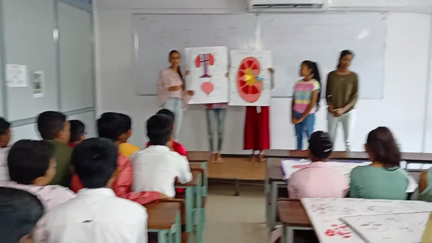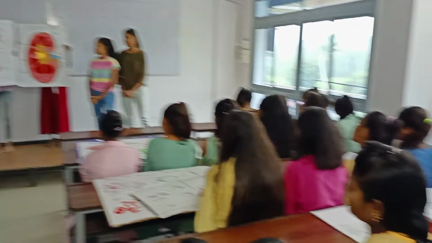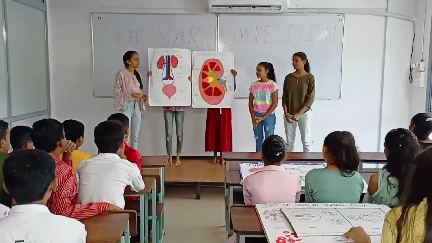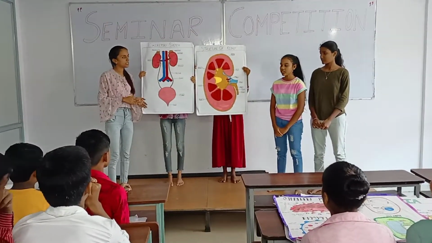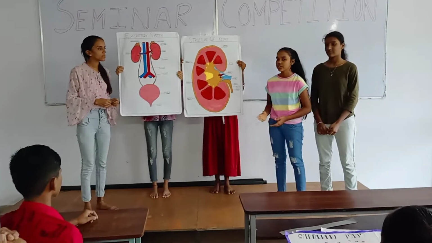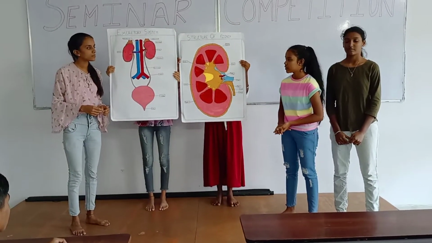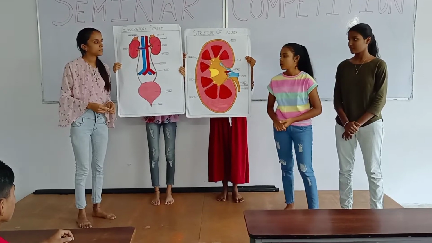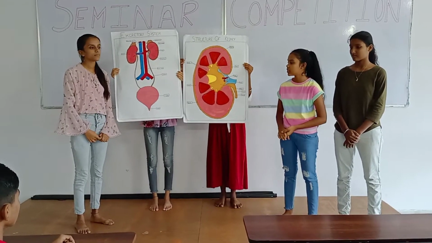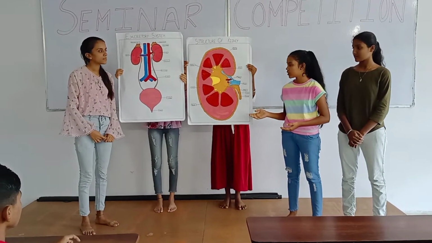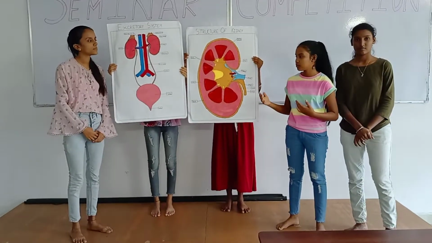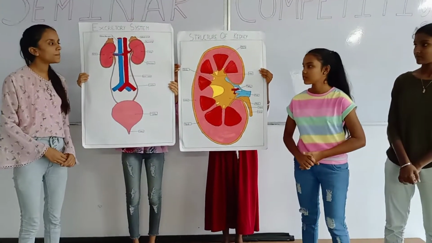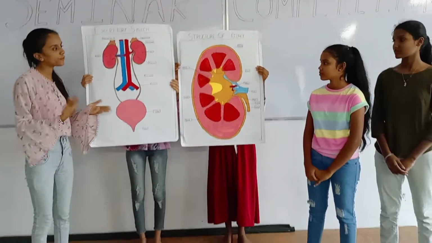The tube-like structure is called the ureter. It carries urine from the kidney and passes it to the urinary bladder, which is a sac-like structure made up of muscles. It is pear shaped. It stores urine synthesized by the kidney, and from the urinary bladder the urine passes through the urethra and is then removed out from our body. So Palak, can you explain the structure of the kidney?